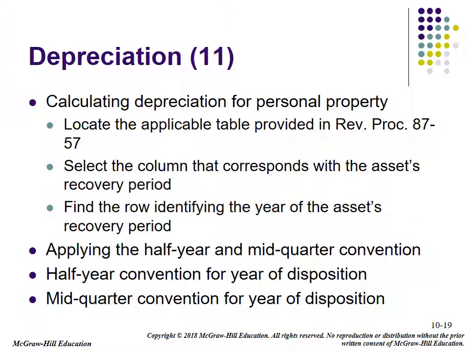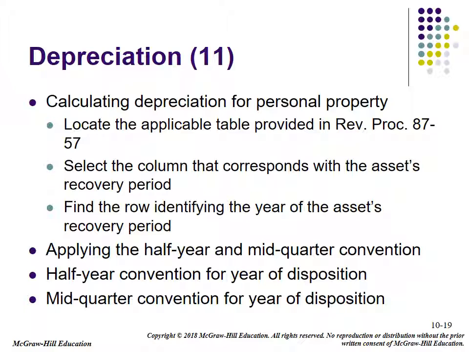So calculating depreciation for personal use assets. First, find the basis. Then find the life of the asset using that revenue procedure 87-57. But as I said, it's usually going to be a 5-year life or a 7-year life. Then we're going to see in a second the tables. We select the column that corresponds with the asset's cost recovery. Once we find a table for an asset and a column, we use that same table and column to calculate depreciation for the remaining life of that asset. We never switch to another table.